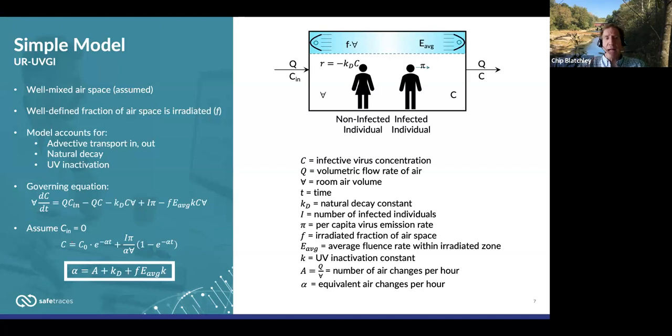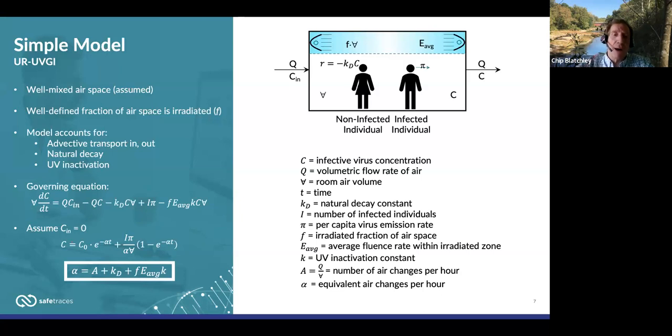It also accounts for natural decay. These viruses do die on their own. It accounts for inactivation by UV in this case, and then it accounts for the source term, or the rate at which the virus is introduced by an infected individual in the room. If we assume that the concentration of the virus in the air entering the room is 0, which is probably a legitimate assumption, we can come up with an analytical solution that's illustrated in the lower left to describe how the concentration of infective viruses in the air in the room will change as a function of time.